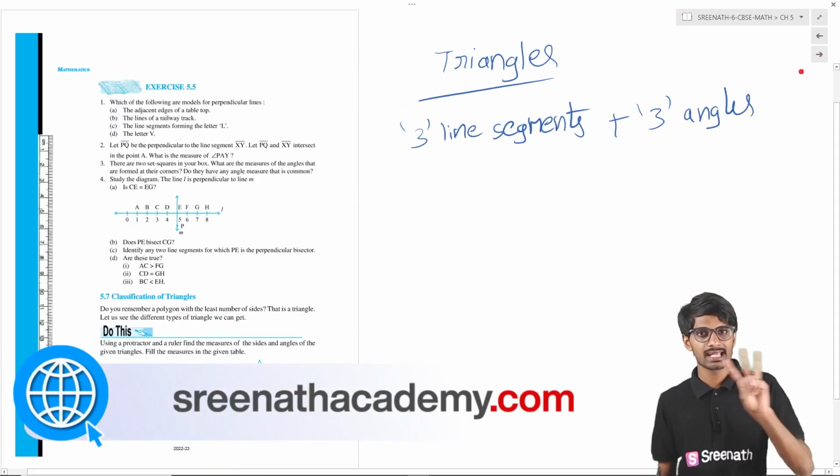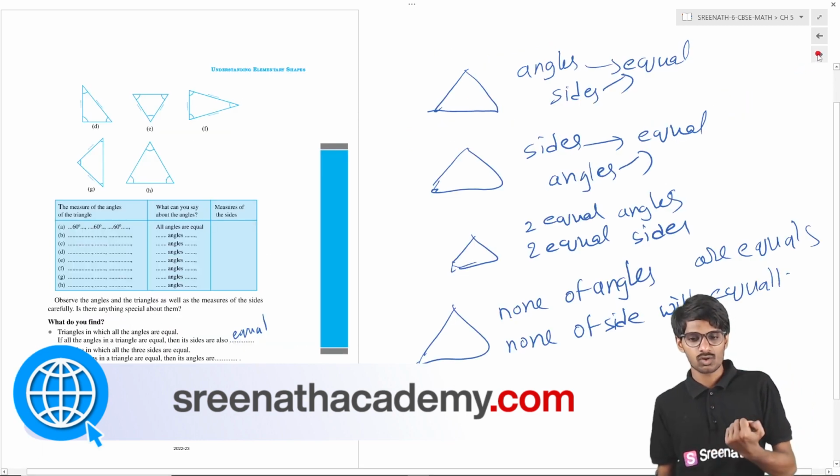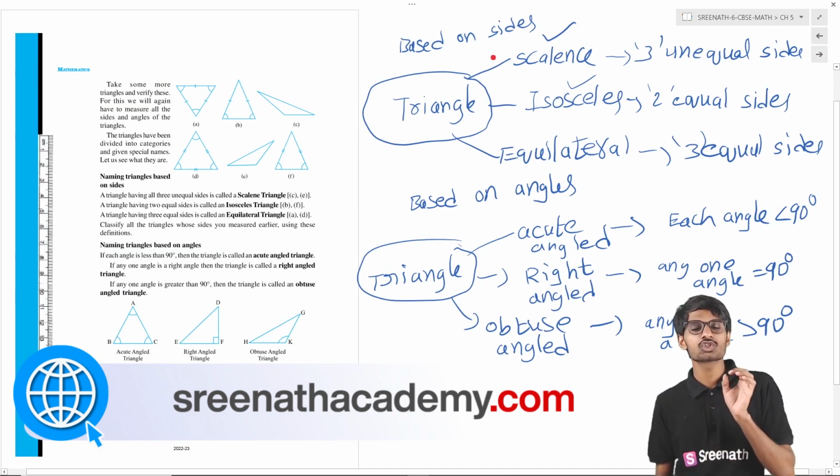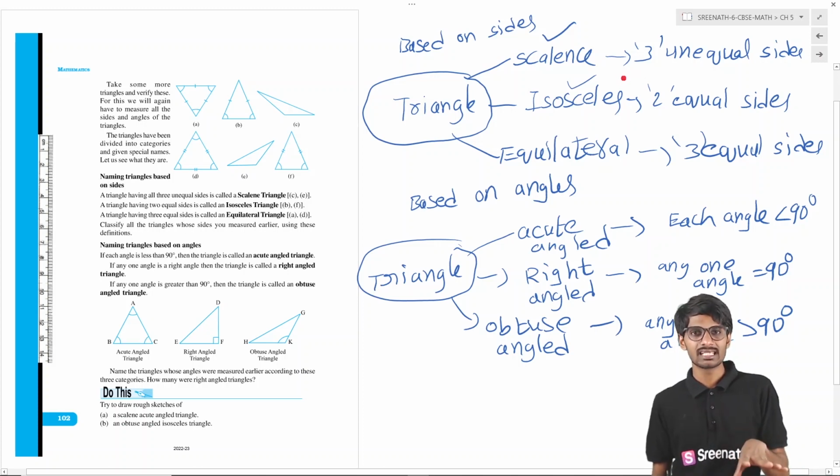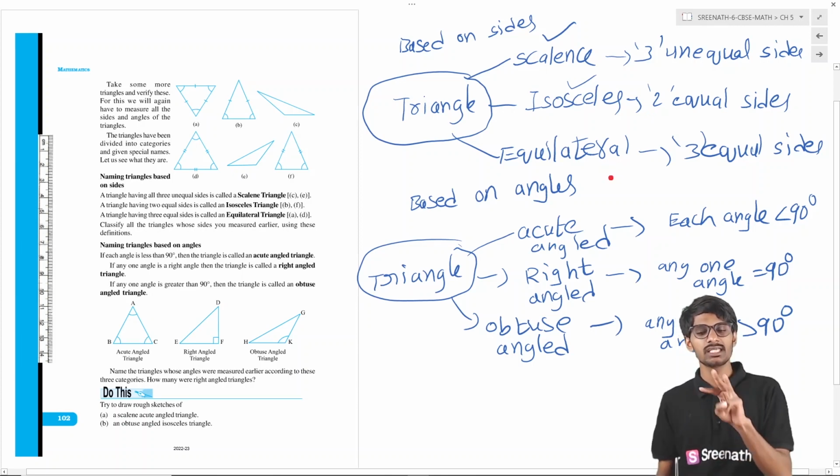So next thing is about triangles, students. Triangles have 3 sides and 3 angles, students. Okay. Based on the sides, we have 3 types of triangles. Scalene triangle, which has 3 unequal sides. Isosceles triangle, which has 2 equal sides. Equilateral triangle, which has 3 equal sides.